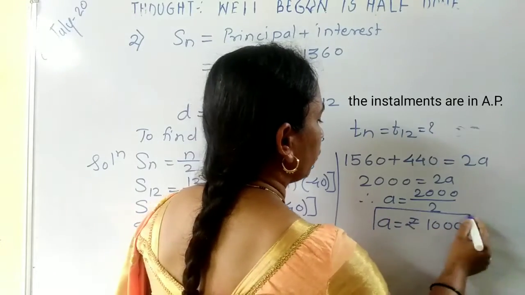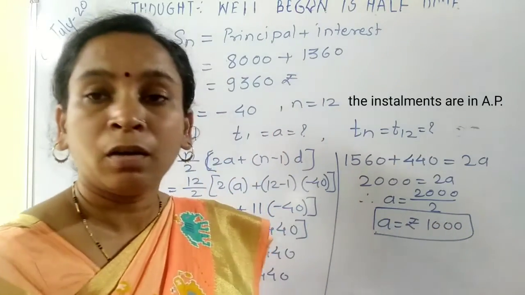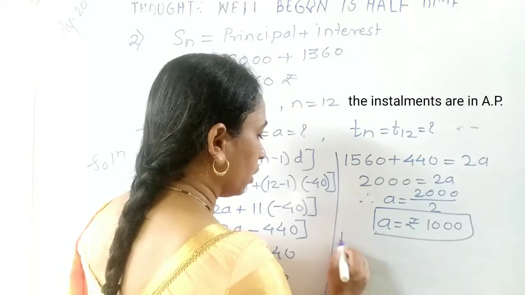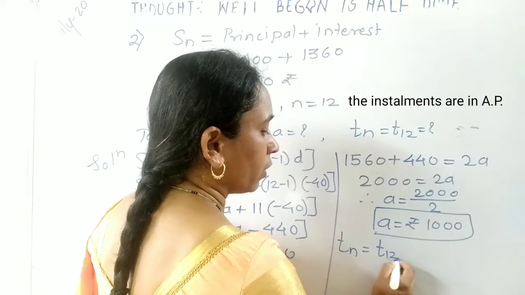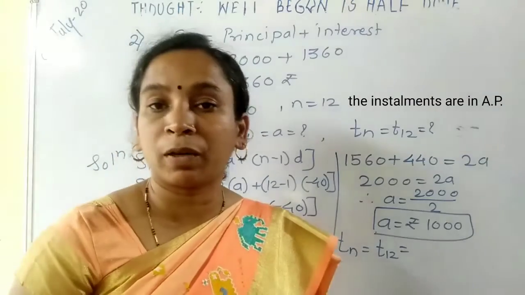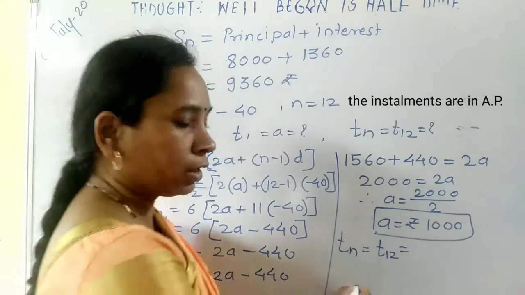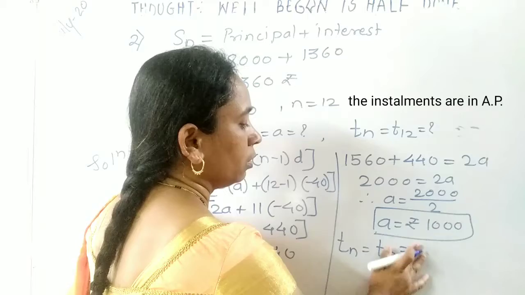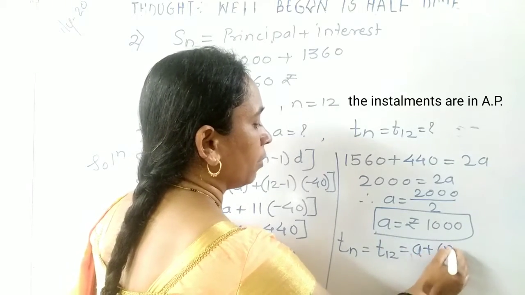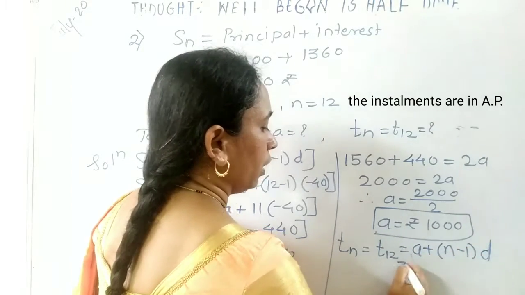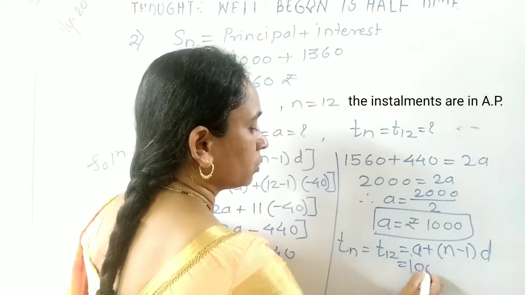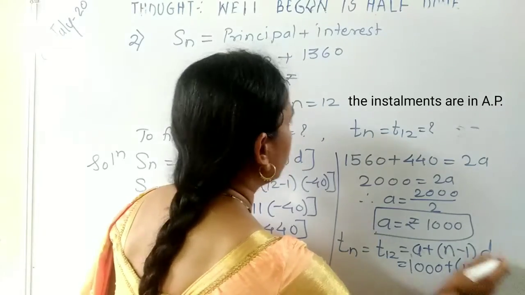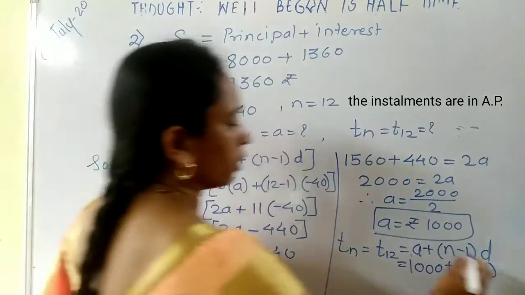So here we have got the first installment. Now we'll find the last installment by using the formula Tn. T12 we have to find, because the last installment would be T12. So T12 is equal to a plus n minus 1 into d. a's value we found is 1000, 12 minus 1 into d, where d is minus 40.